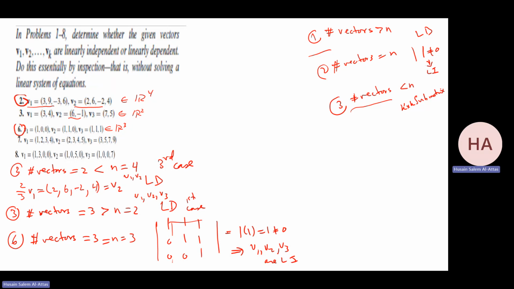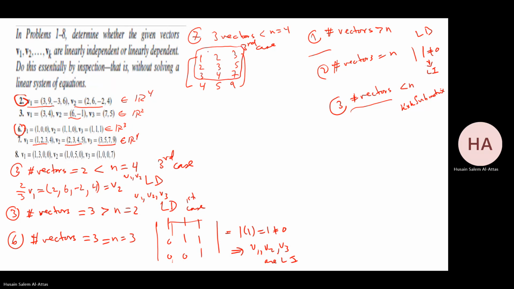Now let me go to number 7. How many vectors do I have? I have 3 vectors in R4. So I have 3 vectors, which is less than n, which is 4. So I am in the third case. What I will do is take a submatrix. Now V1 is 1, 2, 3, 4, then I have 2, 3, 4, 5, and 3, 5, 7, 9. If I take a submatrix, let me take this 3 by 3, and see what the determinant will be.